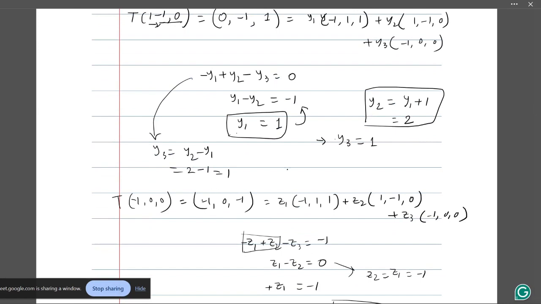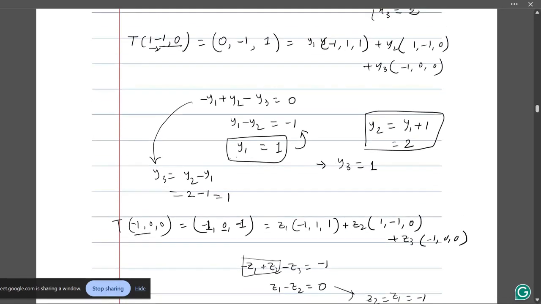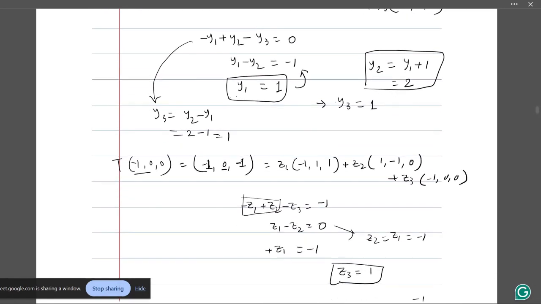The third column, the third basis vector, is minus 1, 0, 0. The first coordinate will be the addition of the first two, which is minus 1. This is the last two. This is the first and last, X3 plus X1. So this is good. Now we have these three equations as usual.